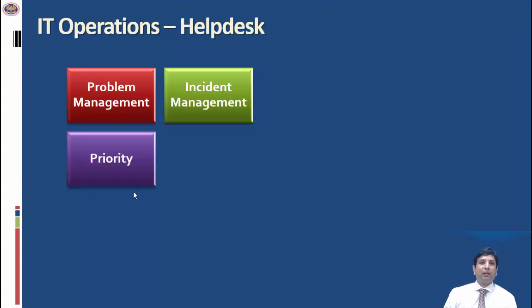When problems and incidents are highlighted, they have to be prioritized. Not all problems or incidents will be high priority. The help desk needs to prioritize, or the management in the IT needs to prioritize, which incidents are more important and which are less important. And there should be a process of tracking all the incidents and problems which are recorded by the users.